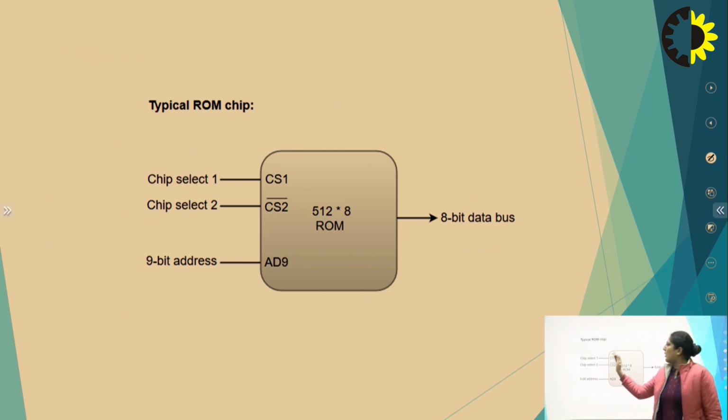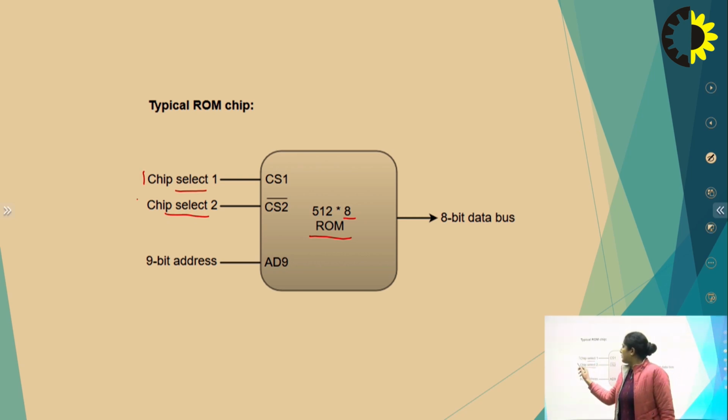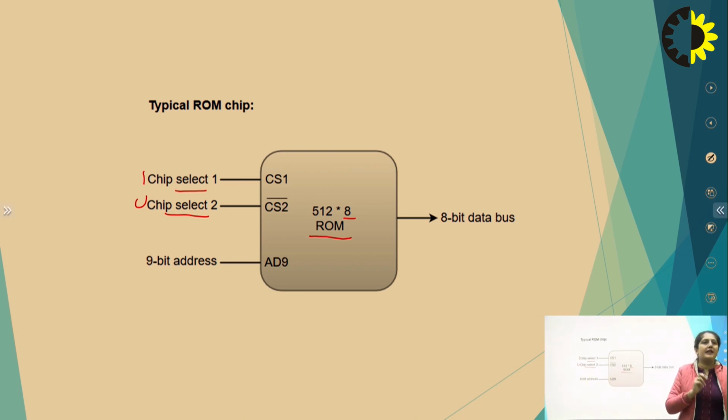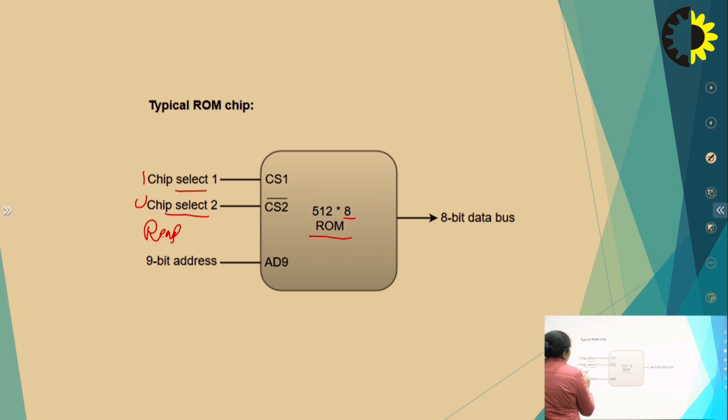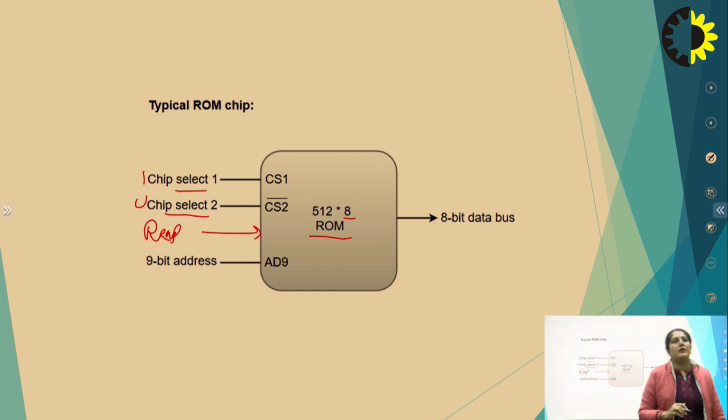This is the block diagram of a ROM chip of size 512 into 8. That means we have 512 memory words in our ROM chip, each of size 8. Chip select 1 is 1, chip select 2 should be 0, and we only have the read operation. We can show it here, but it is not necessary because we know that ROM only does a read operation. And a 9-bit address.